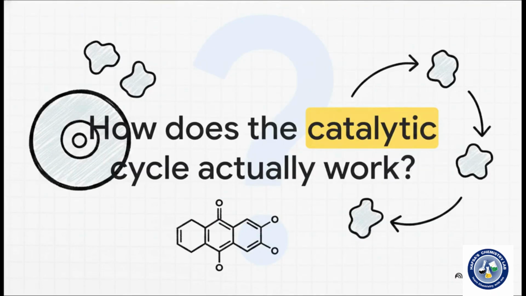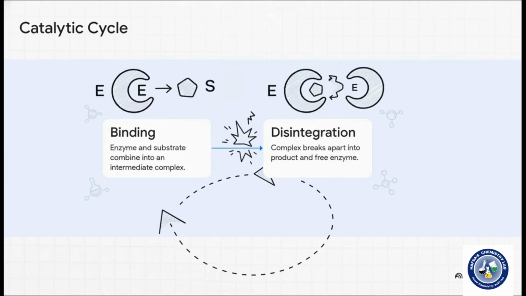Which naturally brings up the ultimate question for this part of the lecture. How does this catalytic cycle actually work down at the molecular level? Let's break this mechanism down step by step on our virtual whiteboard. In step 1, the free enzyme, we'll call it E, and the substrate, S, combine at that active site we talked about earlier. This forms a temporary intermediate transition state called the ES complex. By making and breaking chemical bonds right here, the magic happens.